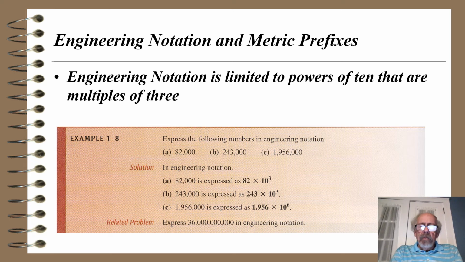Now, we also like engineering notation and metric prefixes. So engineering notation is limited to powers of 10 that are multiples of 3. So here's some examples. 82,000. Well, in engineering notation, 82,000 is expressed as 82 times 10 to the 3rd. 243,000 expressed as 243 times 10 to the 3rd. 1,956,000 is expressed as 1.956 times 10 to the 6th. We only use powers of 10, which are multiples of 3.